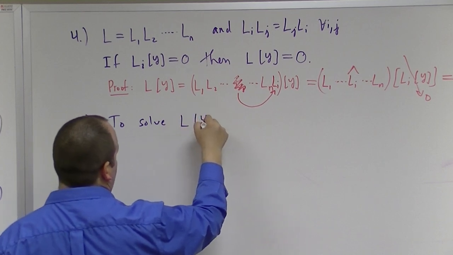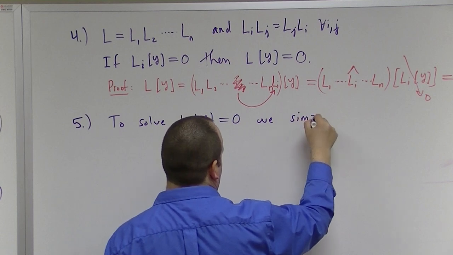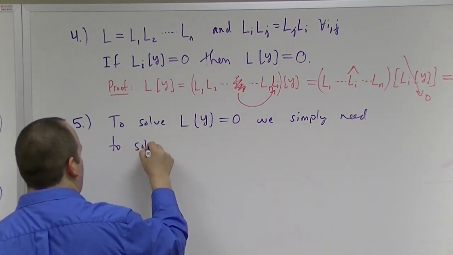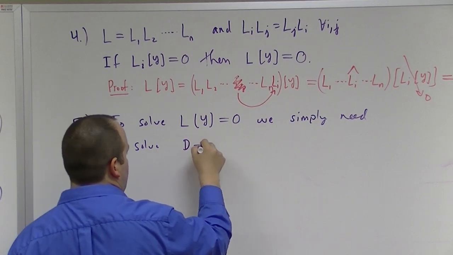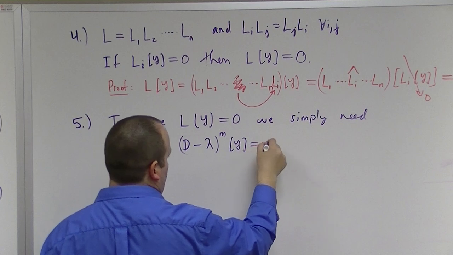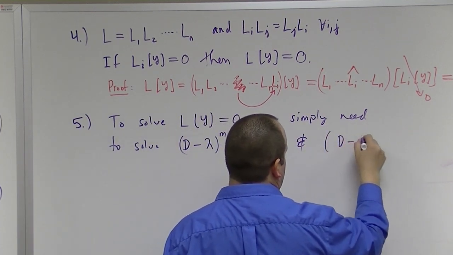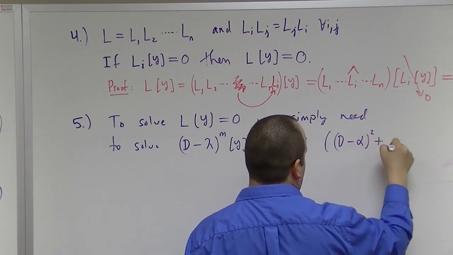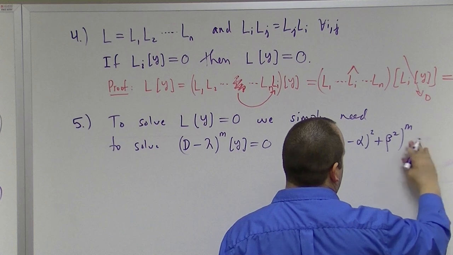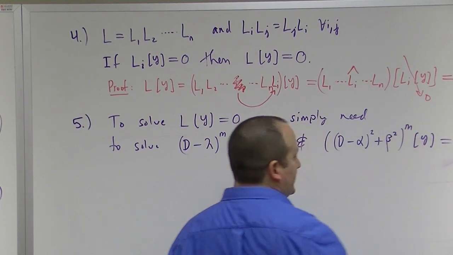So to solve L of y equals 0, we simply need to solve a couple things. D minus lambda to the nth power acting on y equals 0. And we also need to figure out how to solve D minus alpha squared plus beta squared to the nth power acting on y equals 0. We need to find solution sets to these more fundamental problems.